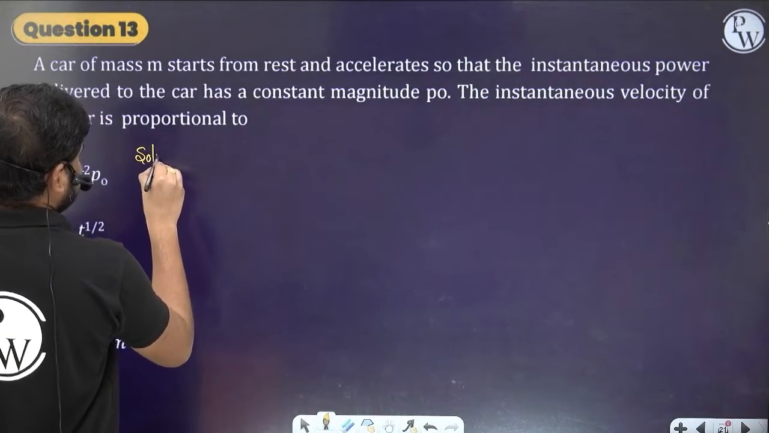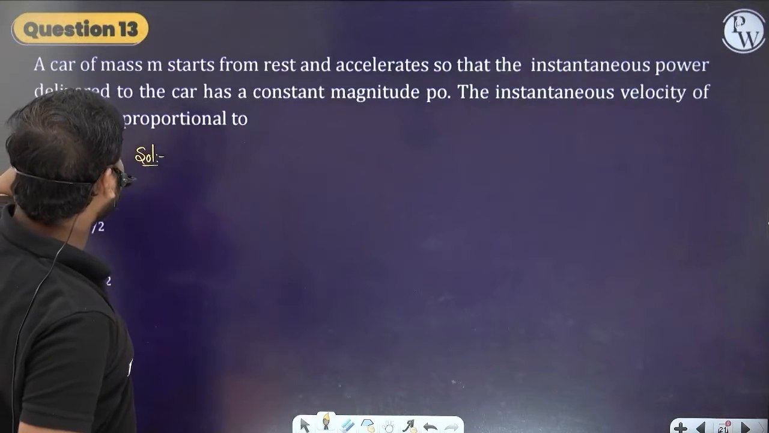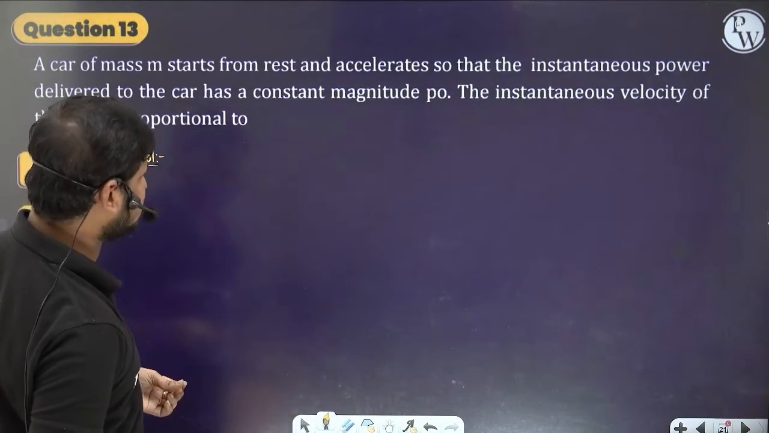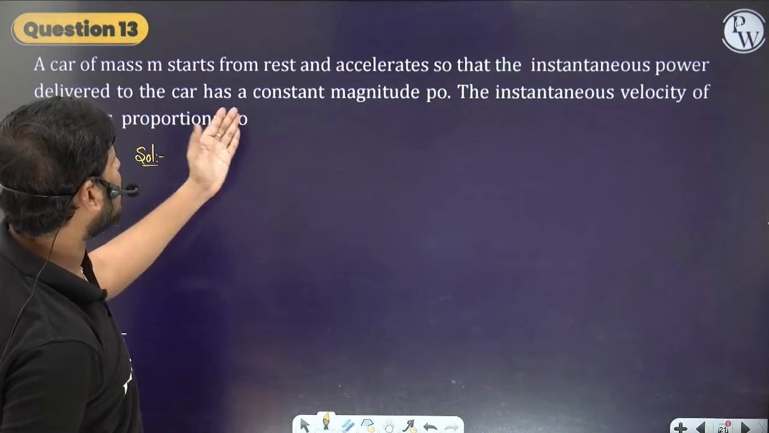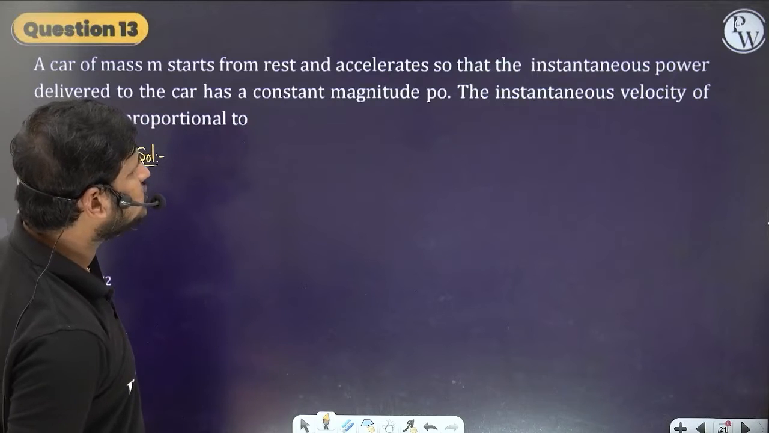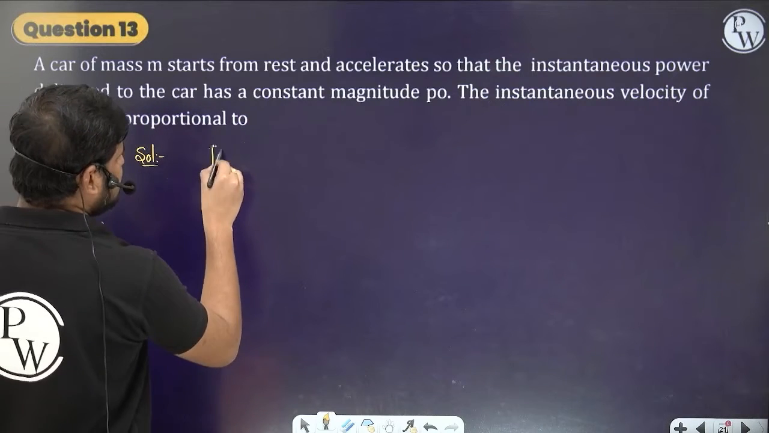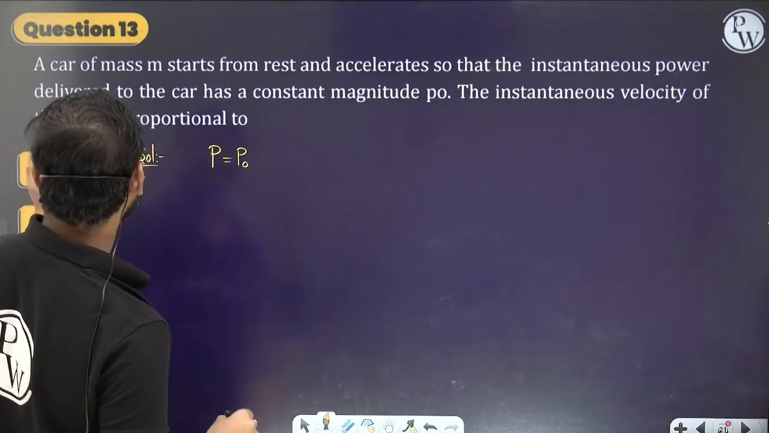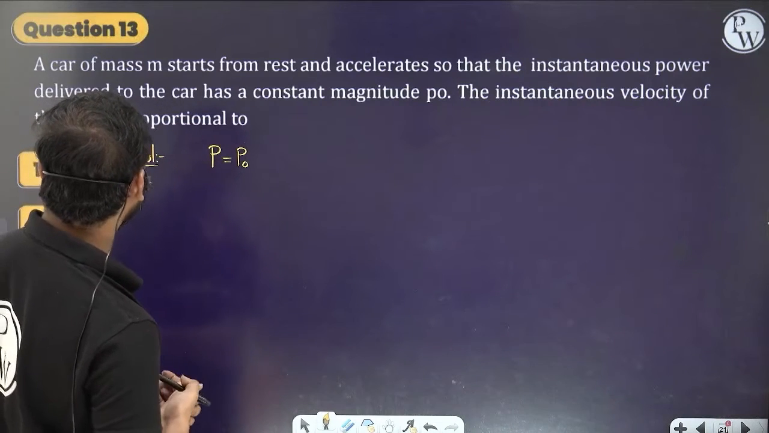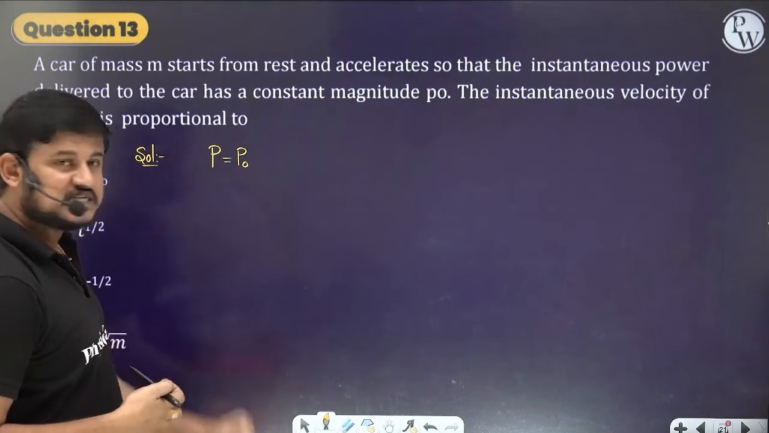So what does the question say? A car of mass m starts from rest and accelerates so that the instantaneous power delivered to the car has a constant magnitude P naught. So the instantaneous power P is equal to P naught. The instantaneous velocity of this car is directly proportional to what?